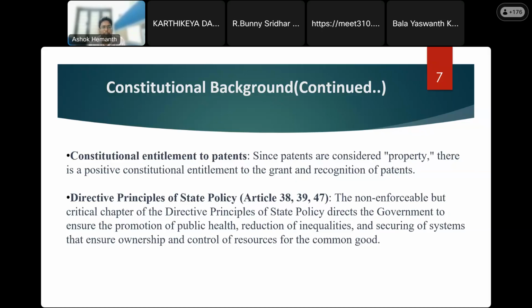Because there are DPSP in our Constitution, that's the reason we are coming up with intellectual property rights. I'm just telling why we have brought in intellectual property. What is the constitutional basis? As the Constitution is supreme in our country.